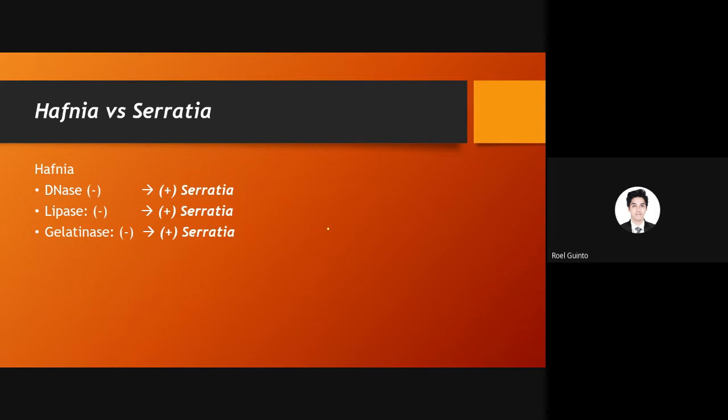So, how to differentiate Hafnia and Serratia? So, the biochemical test for Hafnia is DNase negative, lipase negative, and gelatinase negative. While in Serratia, majority of the biochemical tests are positive. So kung makikita nyo dito, negative si Hafnia, whilst Serratia is positive.